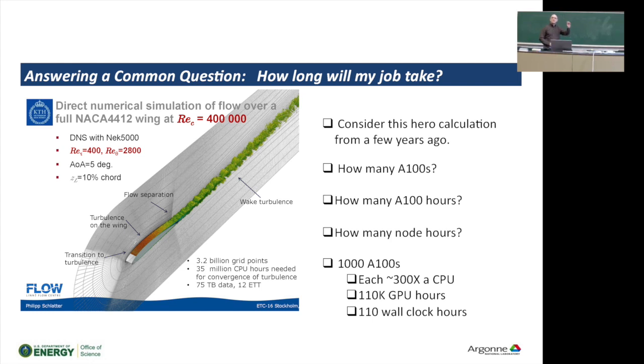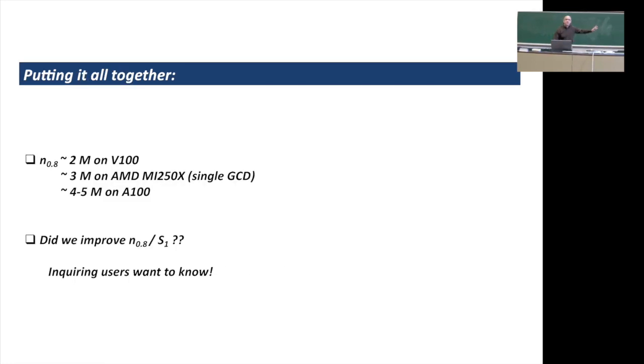We know what the T sub 0.8 is. It's going to be between 0.3 and 0.5 seconds per time step. And so from that, you can back out how long it's going to take: 110 wall clock hours. Each A100 is 300x one of these CPUs, and so on. So you can answer that question, right? From just looking at the type of analysis that we've already done.